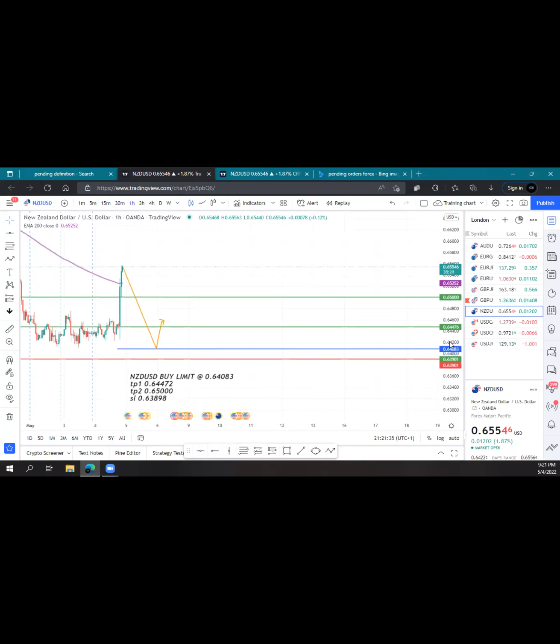So one thing you're going to notice is the market is not around the entry. This is the entry. This is where the market is. So it will be so wrong for me to enter a buy right here. It is going to be very, very wrong for me to take a buy at this area.